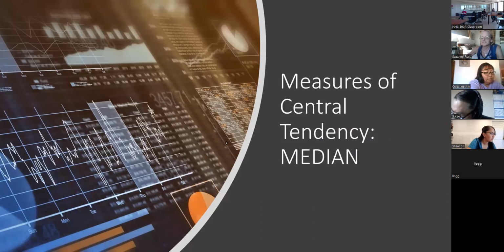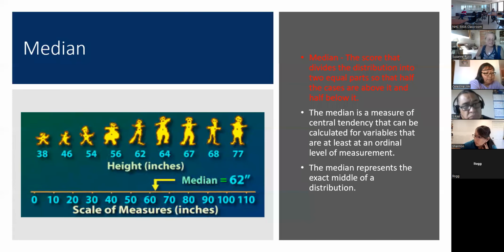Okay, so our next measure of central tendency is the median. These are really straightforward concepts. It's just the number that's in the middle. It's the score that divides the distribution into two equal parts. You can see in our little example here that they've taken all these people's heights and lined them up in sequence. And the height that is exactly in the middle, 4 from each end, that is the median.